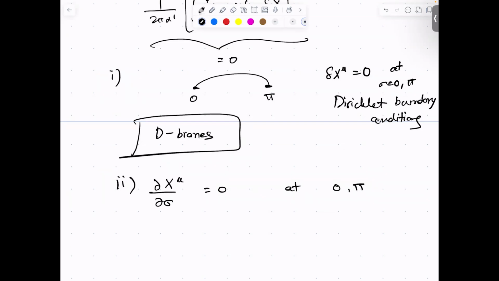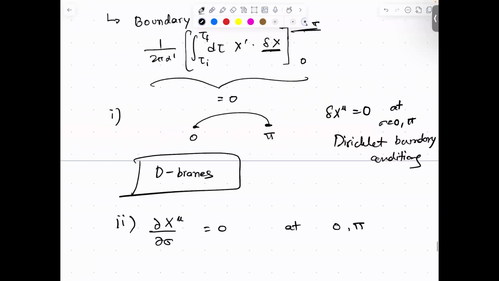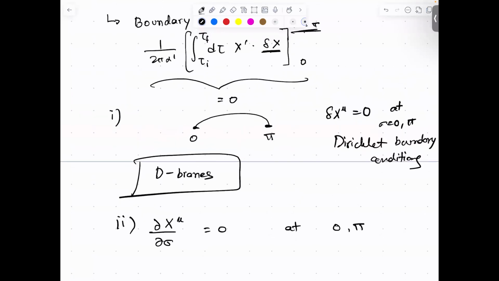0 and pi. So 2 possibilities. One, your endpoints are fixed at certain points. It cannot move around. Another case is that your endpoints are not fixed, but it's confined to a plane.